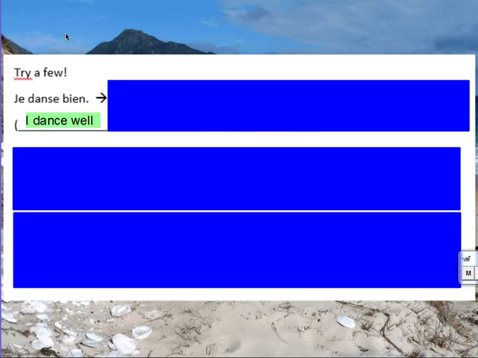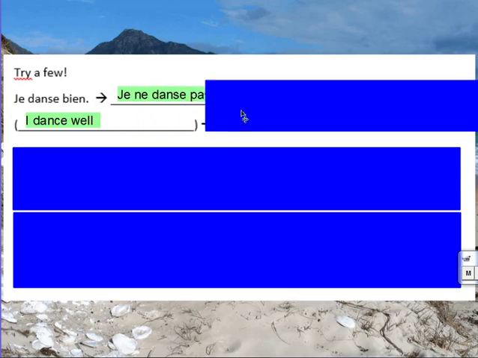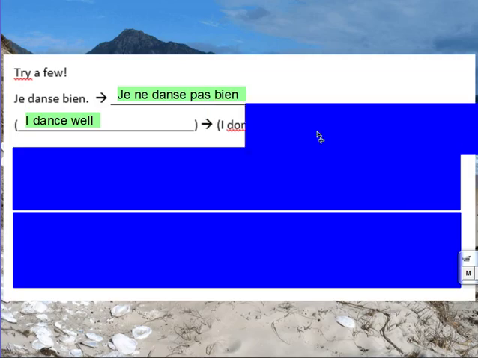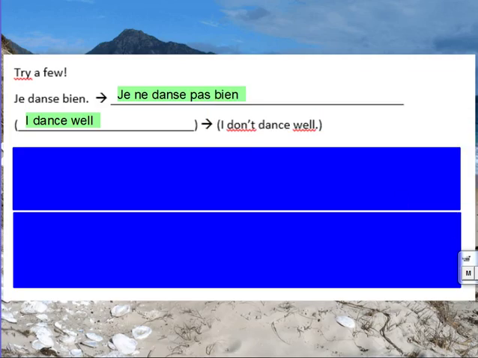Here I've got the sentence je danse bien. This means I dance well. If I wanted to change that to indicate what is probably pretty true and say I don't dance well, you'd have to put in a ne and pas into your sentence. Now, the key there is recognizing that the verb in the sentence is to dance, and then putting your ne and pas around it. And you end up with the complete sentence of je ne danse pas bien, which is I do not dance well.